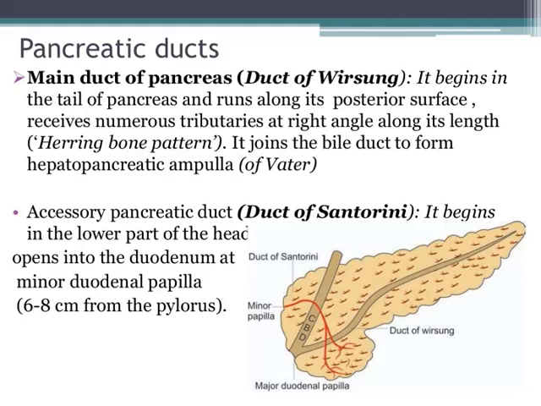Accessory pancreatic duct of Santorini. It begins in the lower part of the head and opens into the duodenum at the minor duodenal papilla. It is from 6 to 8 centimeters from the pylorus.